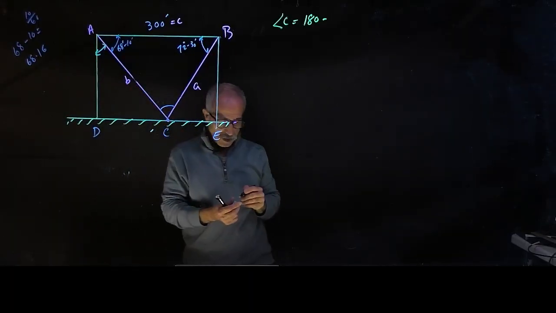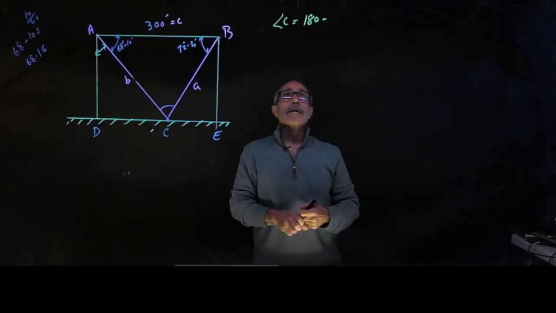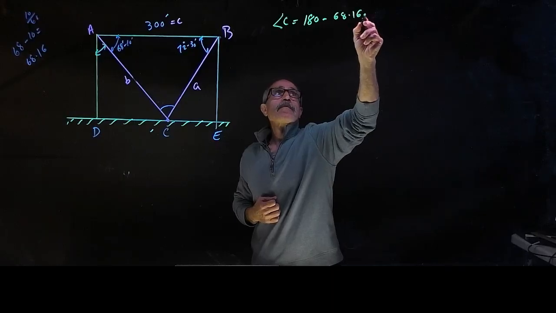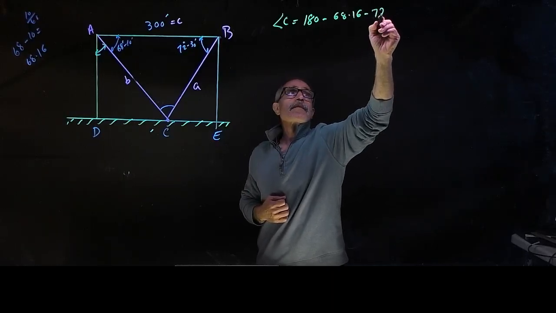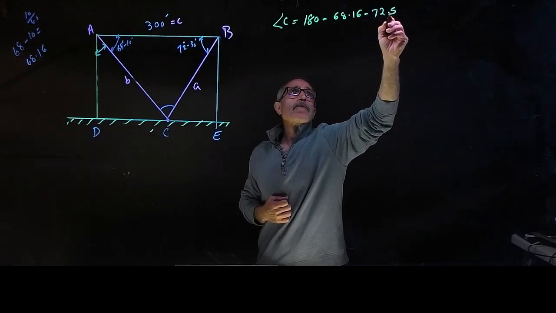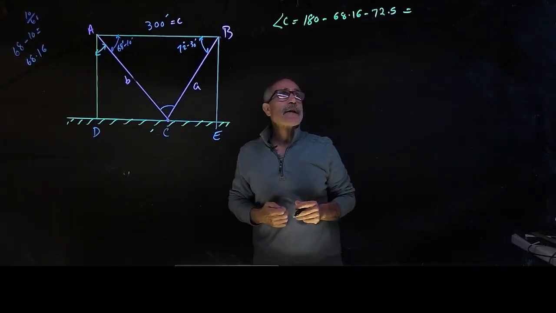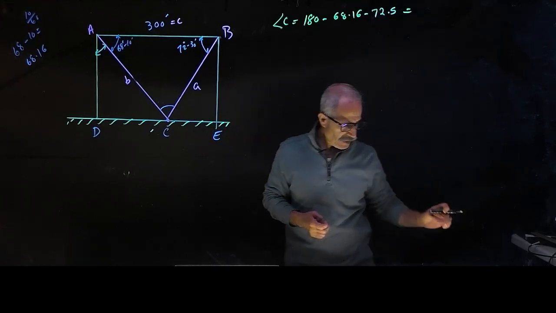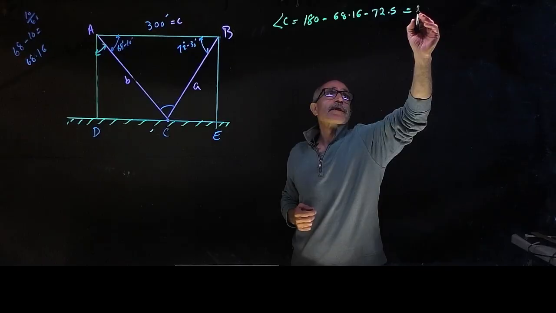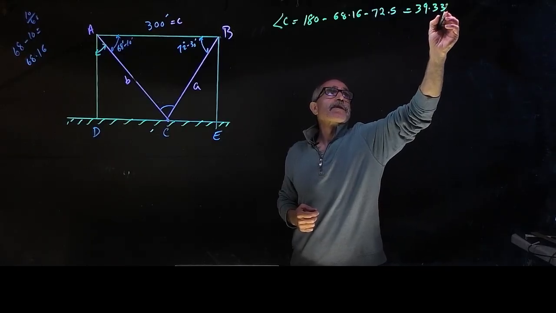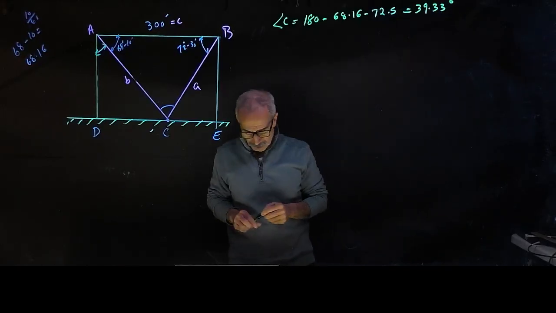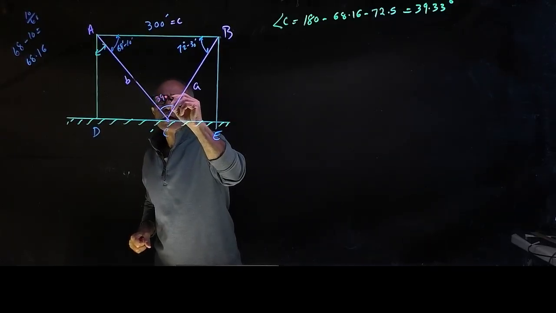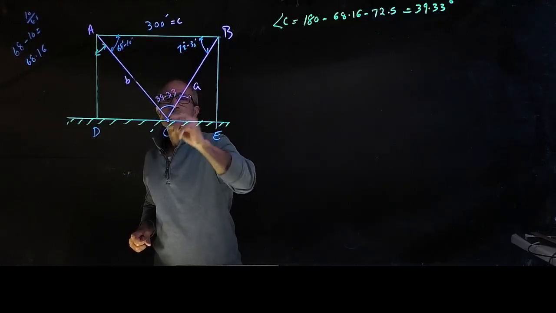All right, so that made it easy. Let me come back in here. And we're going to have 180 minus 68.16 minus 72.5. And that comes out to be 39 degree and 20 minute, or 39.33 degree. So I'm going to come back right here and write this down, 39.33. So we got one thing done.